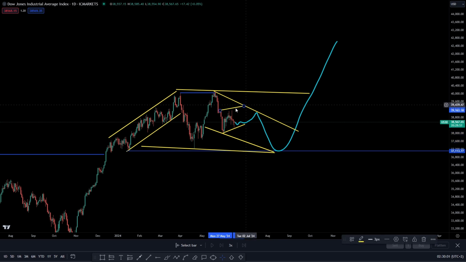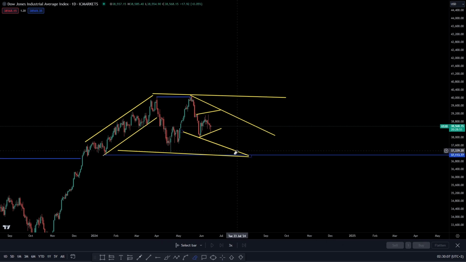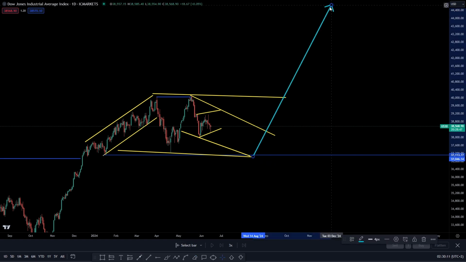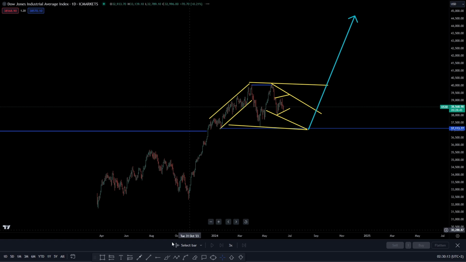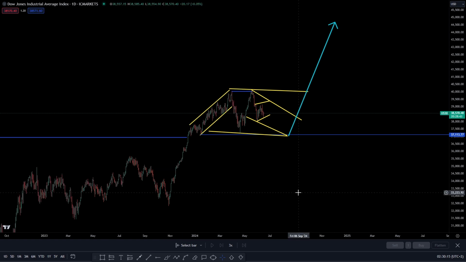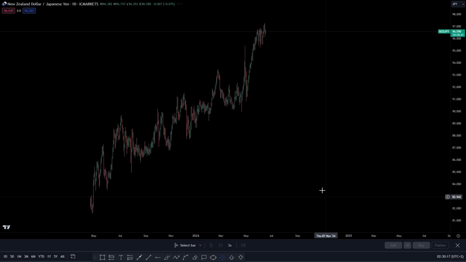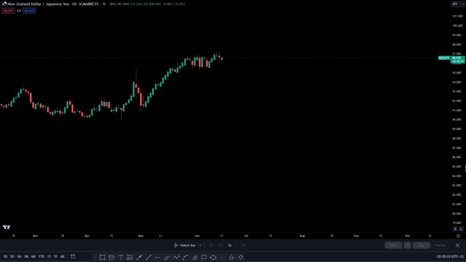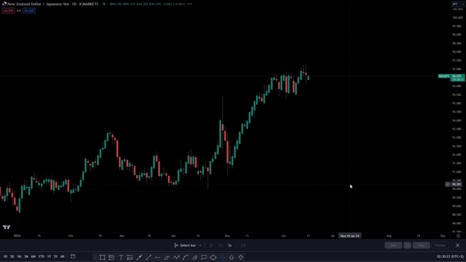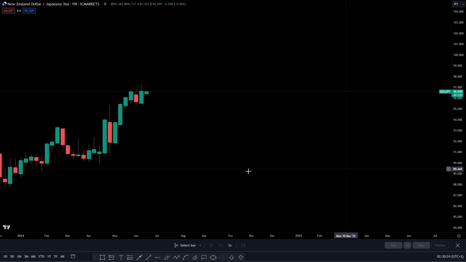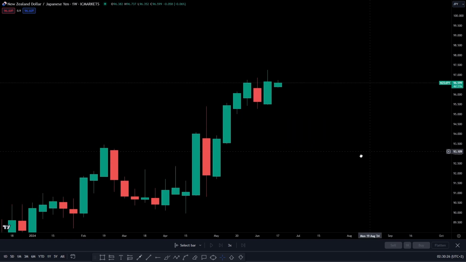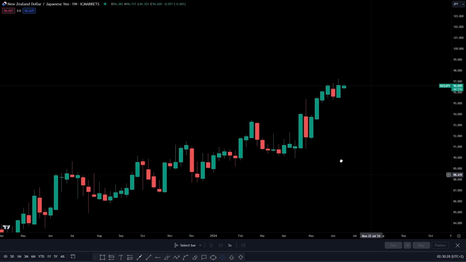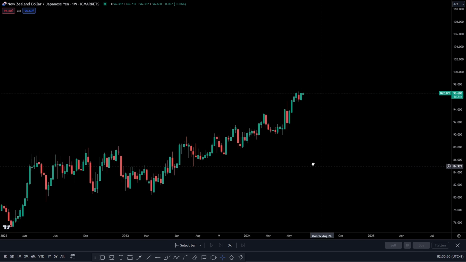how can I put it? I'm not really looking forward to the sell, but the buy is something that I'm strongly looking forward to. So in US30, I'm looking for buys long term. Can you see? And then moving on to the last pair. So the last pair that we're gonna look at is NZDJPY. Okay, NZDJPY.